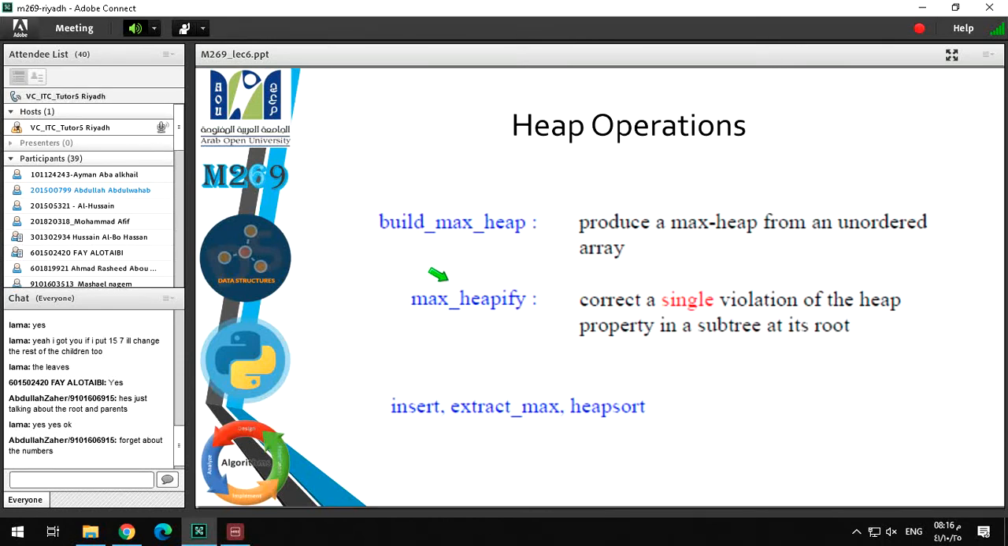So we have some operations. We have the build max heap, which is going to produce for us a max heap tree from an unordered array. If you have a single violation in one of the nodes, then you can apply the max-heapify, and you have the insert, extract max, and heap sort.